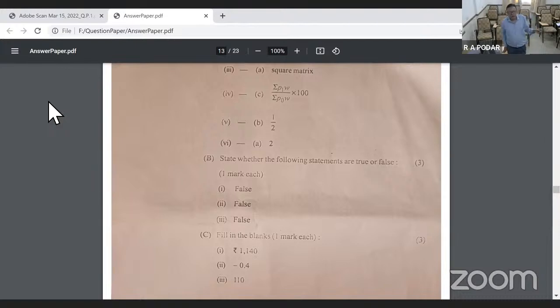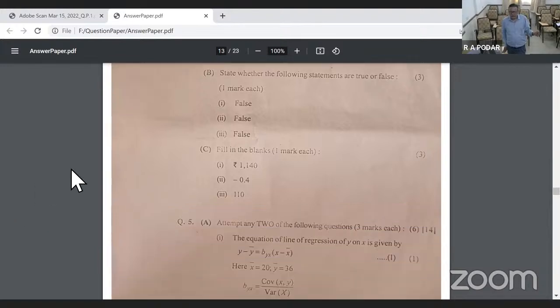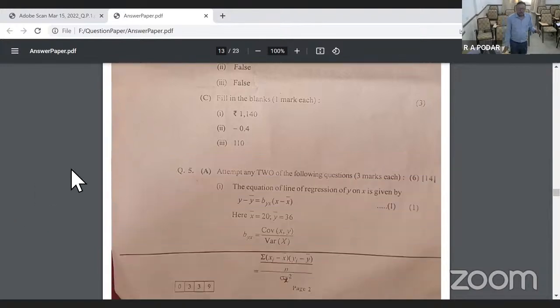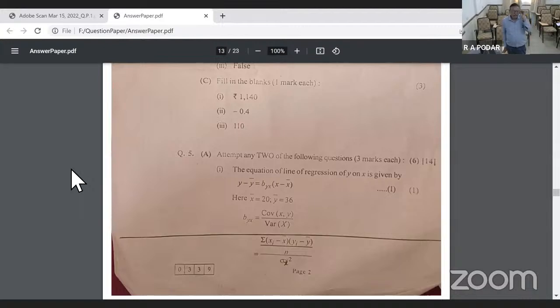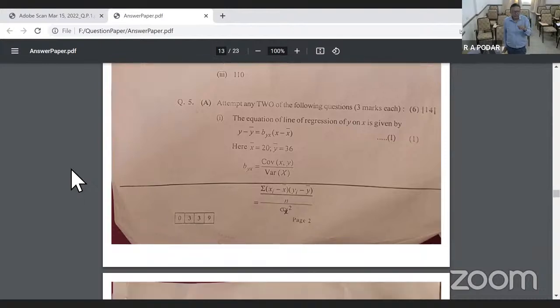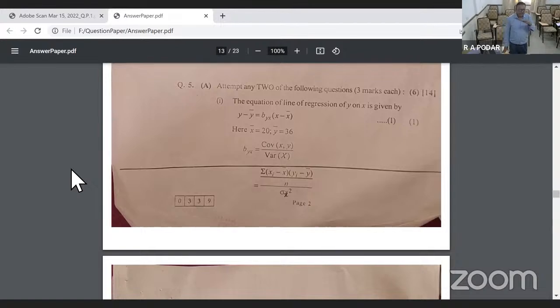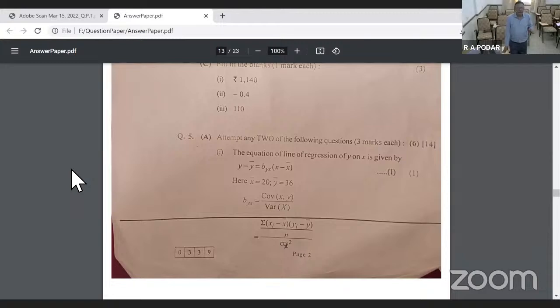And then in true false we see all statements are false, if you go through carefully. Then the third, fill in the blank, you have to actually solve and get it. So 1140 is the first answer, second is minus 0.4, and the third one is 110, that is the Fisher's price index number.